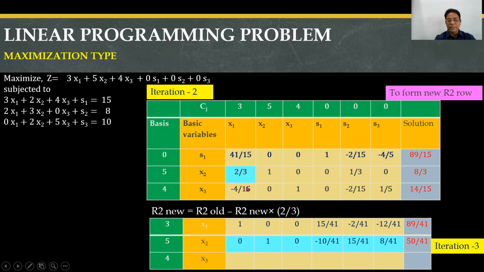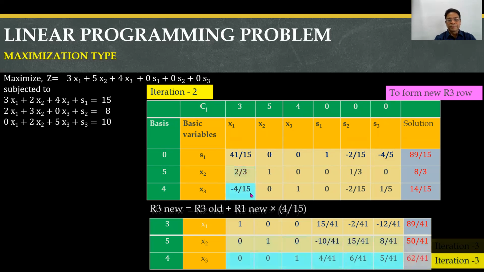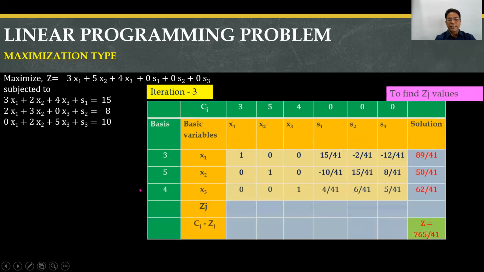And in order to make this minus 4 by 15 into 0, what will we do? Since we have to make it 0, we'll multiply the key row by 4 by 15. So this will become 4 by 15. This is minus 4 by 15, so we'll add it. That's why the addition sign here. And when we add this minus 4 by 15 to plus 4 by 15, here we'll get 0, and so on. So we got a new table now. Now we'll put this table in this place and we get this.